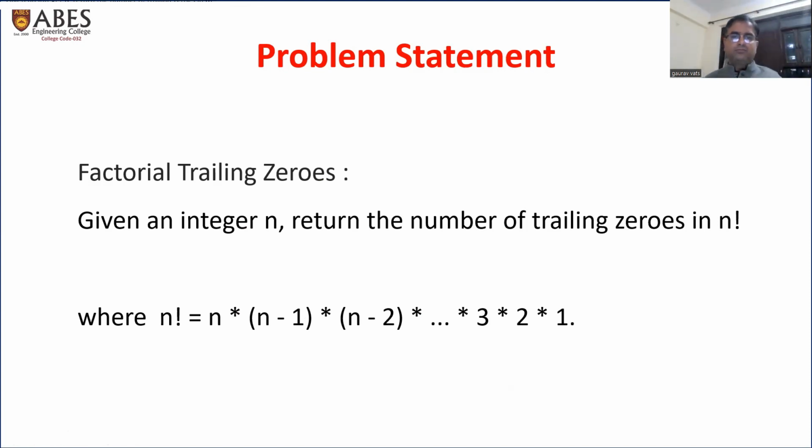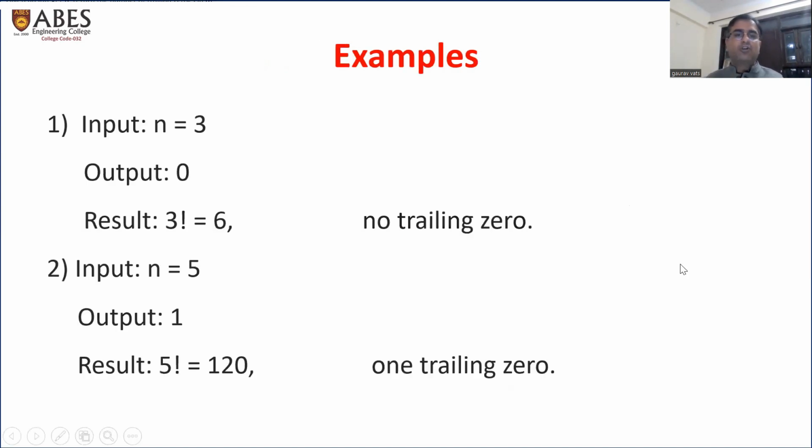Now, in the given problem, the input will be n. We have to return the total number of trailing zeros in the result. Let me explain with an example what the problem is all about. Suppose the value of n is 3. That means we have to calculate factorial 3, which is 3 into 2 into 1, that is 6. There is no trailing 0 in this 6, so our output will be 0. That means no trailing 0.